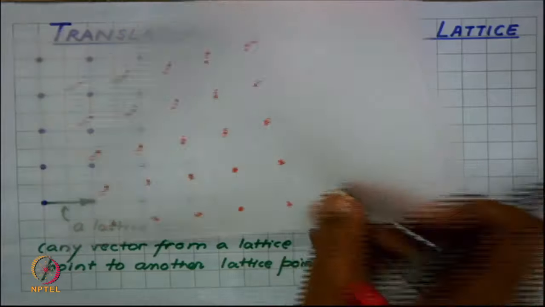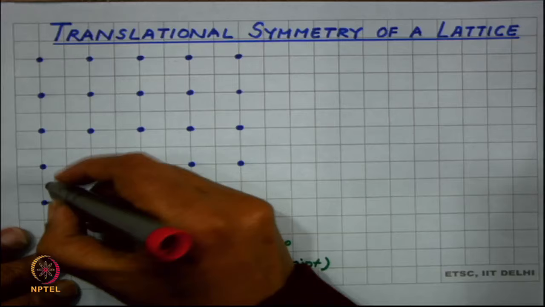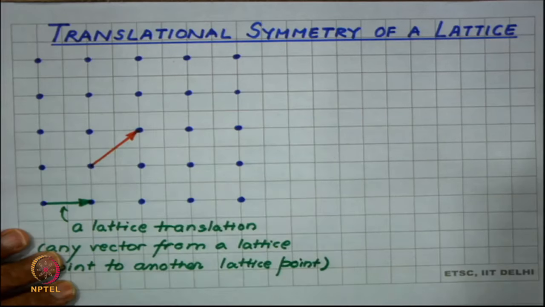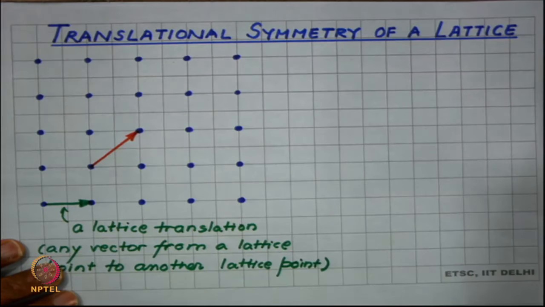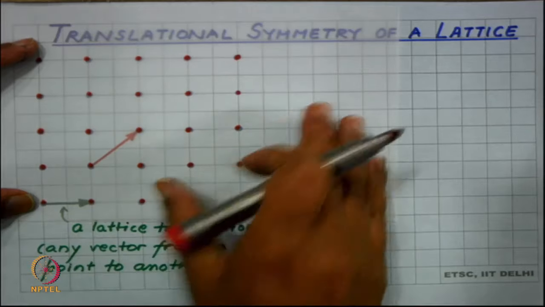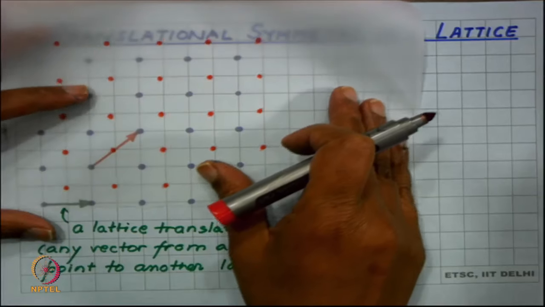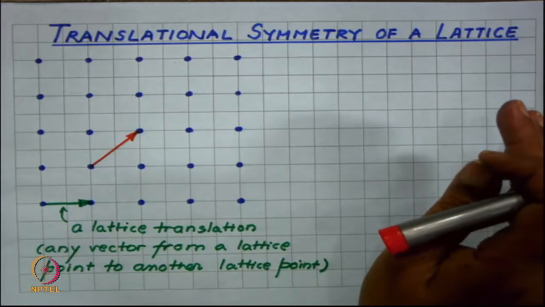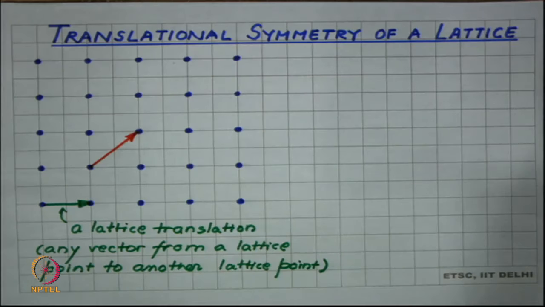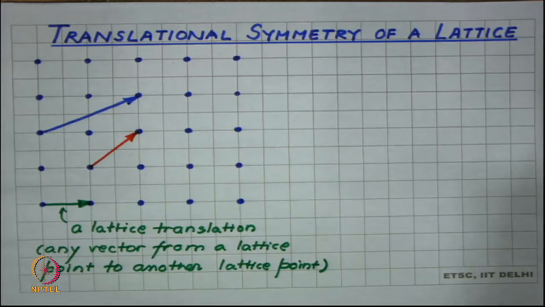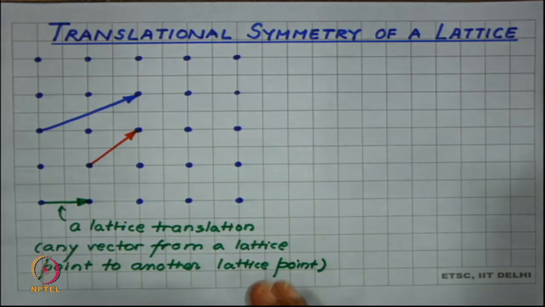Of course, a lattice will have many other translations. Let me mark another translation. Let us say this diagonal vector starting from this lattice point to a diagonal point. This is also a lattice translation, and if I shift my copied lattice by this red vector instead of the green vector, again I come into self-coincidence. So, the lattice is self-coincident with respect to many different lattice translations. All of them are symmetry operations of this lattice. In fact, translational symmetry is the defining symmetry of the lattice.